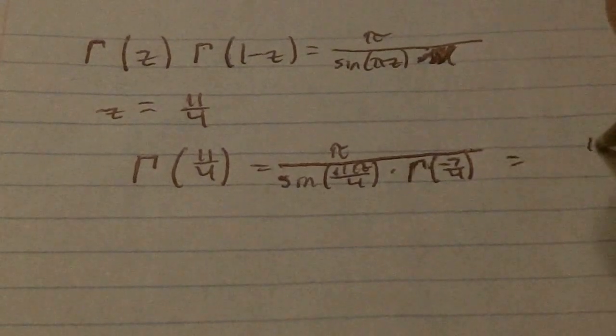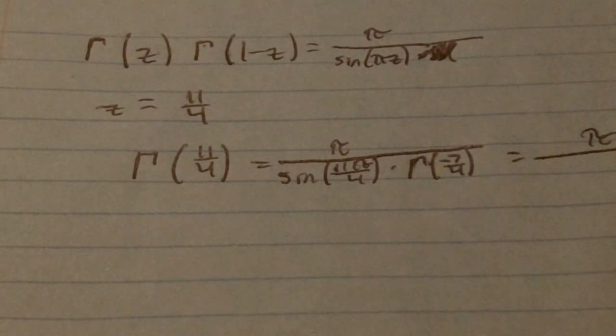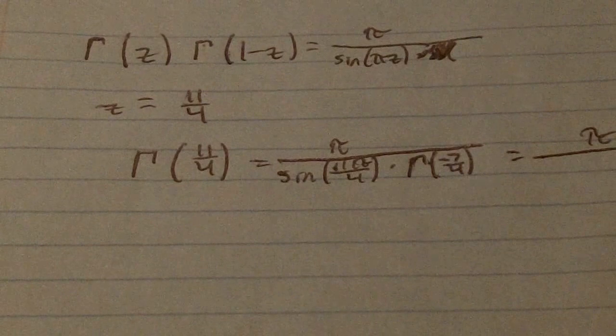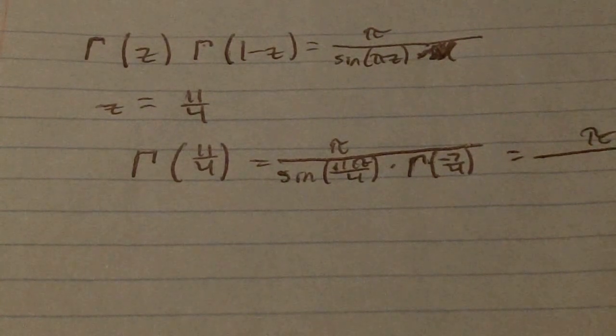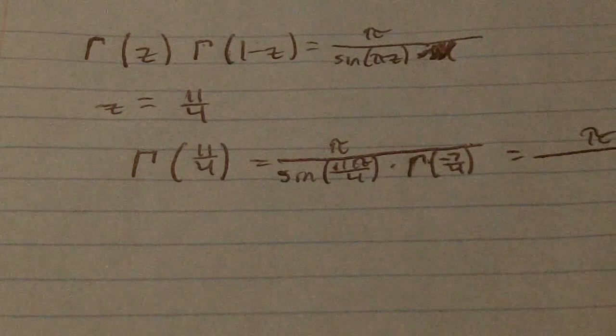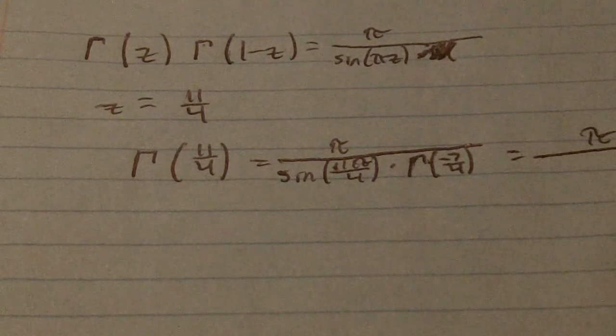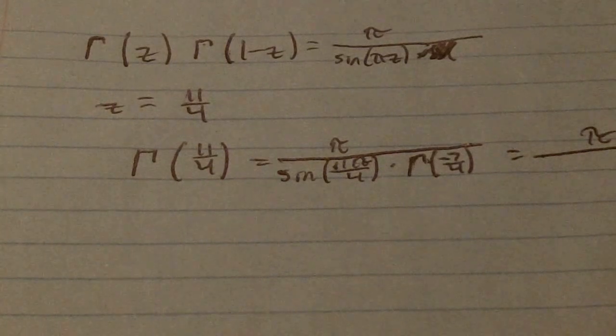If you think about it, we're getting pi in the numerator, and what is the sine of 11 pi over 4? Well, if you consider the unit circle, 11 pi over 4, so we go around once, that'd be 8 pi over 4 radians, and then we keep going for 3 pi over 4 radians. So that's a certain amount more, and we end up in the second quadrant, where our y component is equal to root 2 over 2, or 1 over root 2, equivalently.